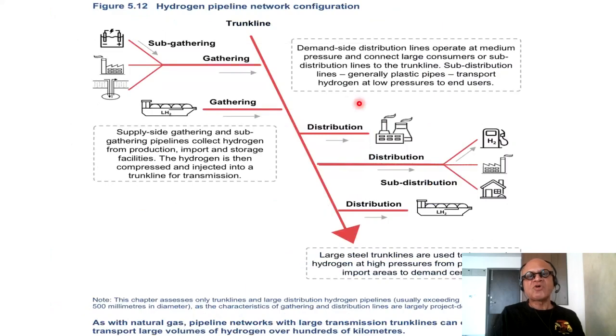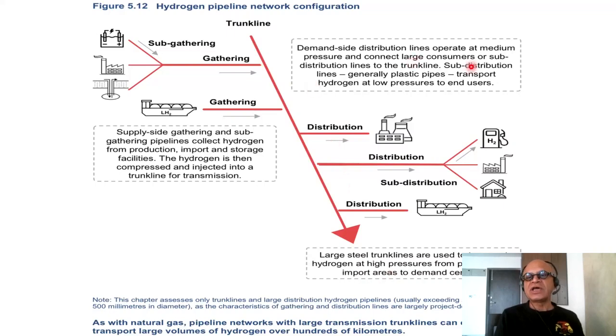Some other details: how hydrogen pipeline network configuration could work. So you have sub-gathering and gathering here, supply side gathering and sub-gathering pipelines, trunk line, and with distribution along the way, sub-distribution, transportation, liquid hydrogen, for example. So large steel trunk lines are used to transport hydrogen at high pressures from production or import areas to demand centers. There are still a lot of technological challenges to be met here.